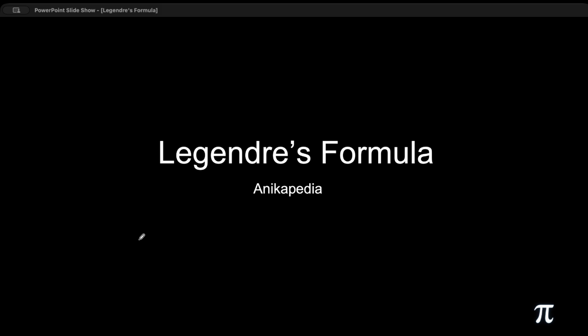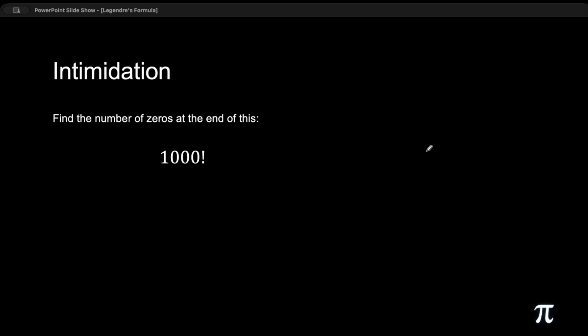Hello everyone, today we're going to be learning about Legendre's formula. So let's start with our problem. Find the number of zeros at the end of this factorial operation, which is 1000 factorial.